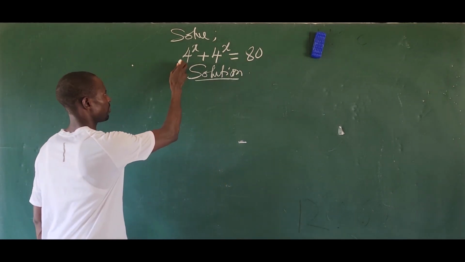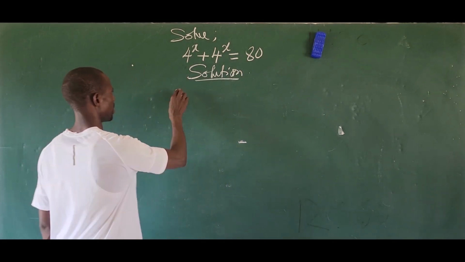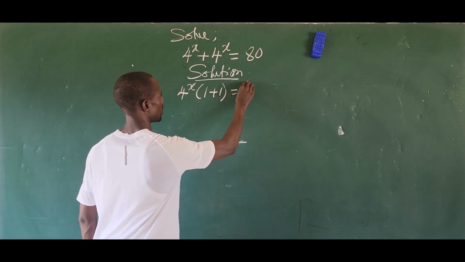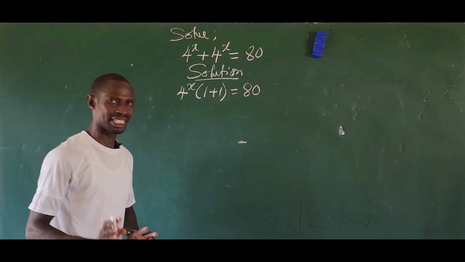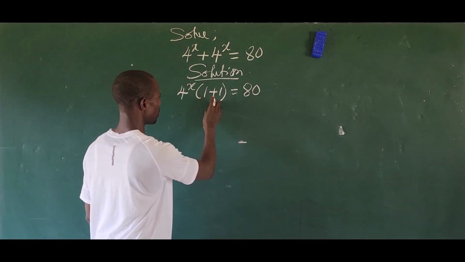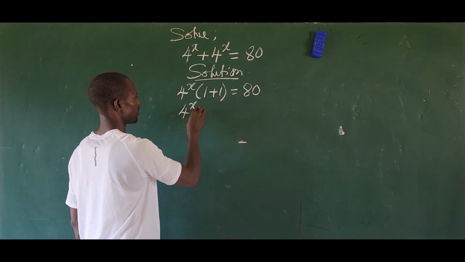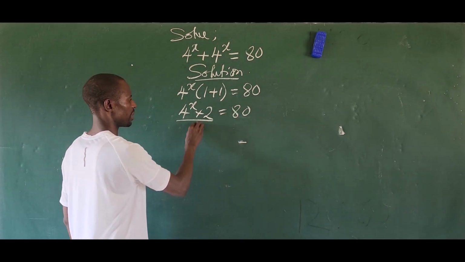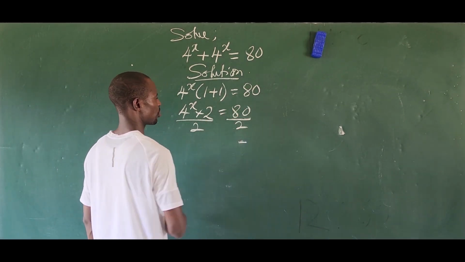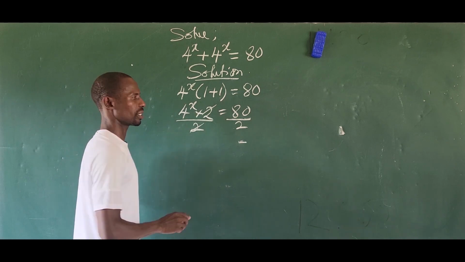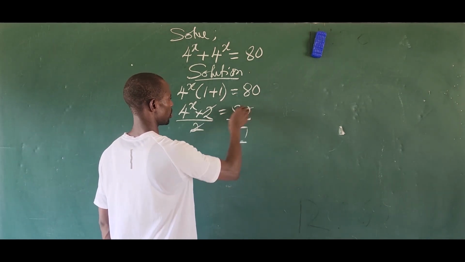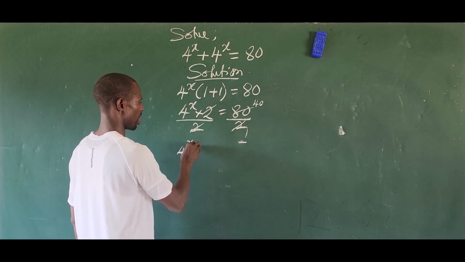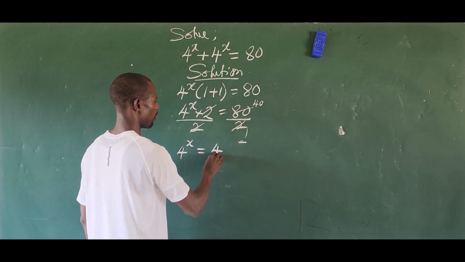All right, so if we factor 4 to the power of x from here, we're going to have this 1 plus 1, which is equal to 80. I believe this is simple. Then, if we sum up, this is going to give us 4 to the power of x times 2 equal to 80. Quickly divide by 2, then we also divide this by 2, and so this and this will leave the 2 here, 1, 2 here will give us 40. So we now have our 4 to the power of x is equal to 40.